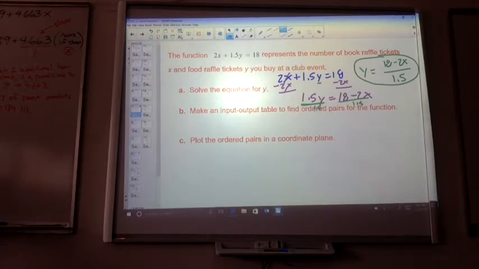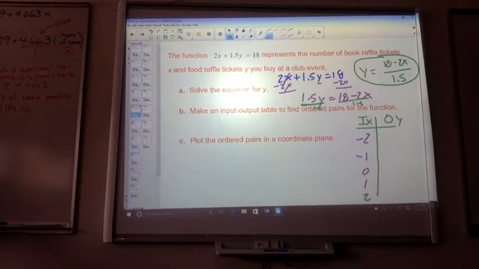Make an input and output table to find the ordered pairs for the function. Okay. So an input and output table, which is x and y, right? And I was also thinking about this. Remember I said domain and range are alphabetical? Input and output are also alphabetical, so pretty good stuff. All right, so what values should we pick? Well, I don't know. Pick maybe like -2, -1, 0, 1, and 2 to start. And let's see what happens.